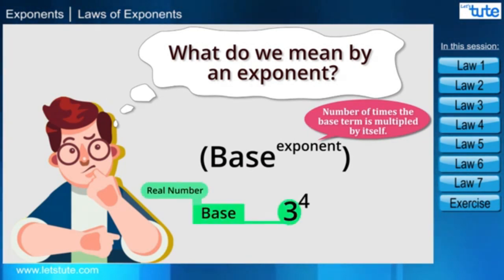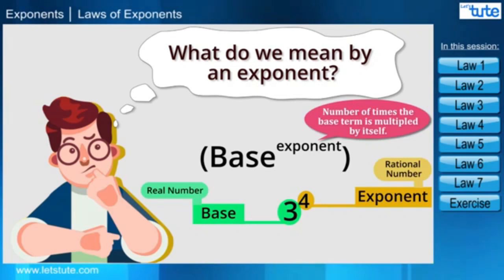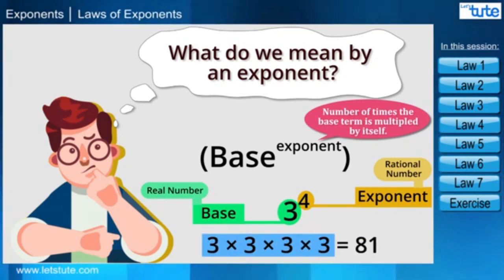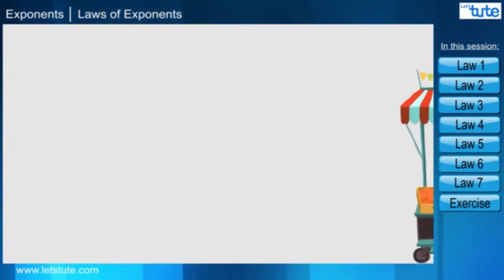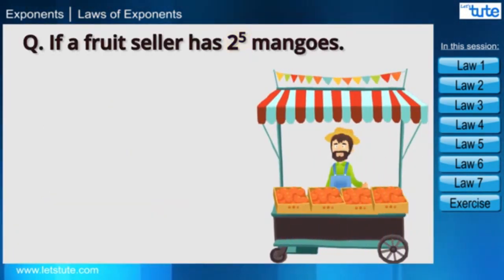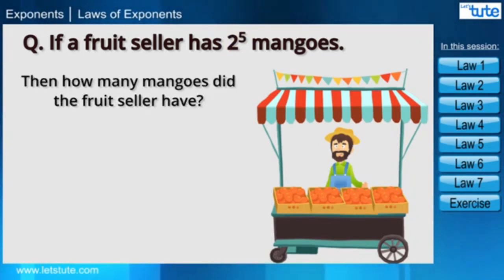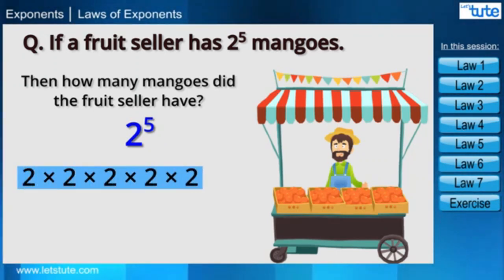Here, 3 is the base and 4 is the exponent. That means we have to multiply 3 four times, which is equal to 81. Let's take another example and try it yourself. If a fruit seller has 2 raised to the power 5 mangoes, then how many mangoes did the fruit seller have? 2 raised to the power 5 means we have to multiply 2 five times, which is equal to 32.